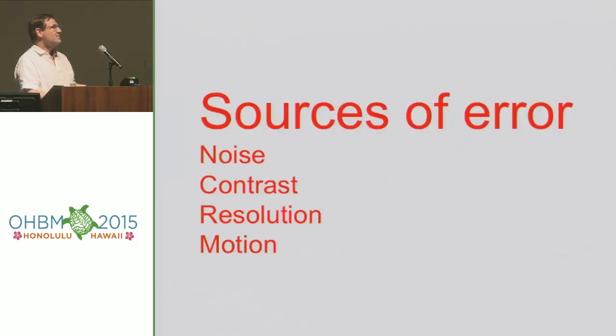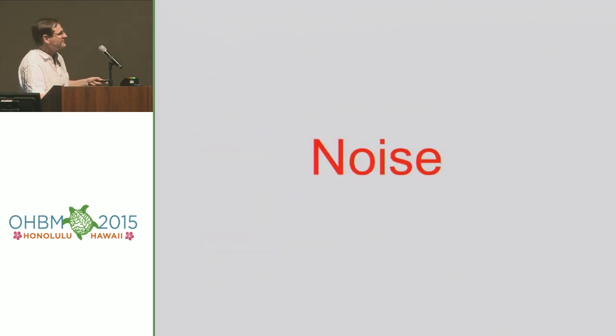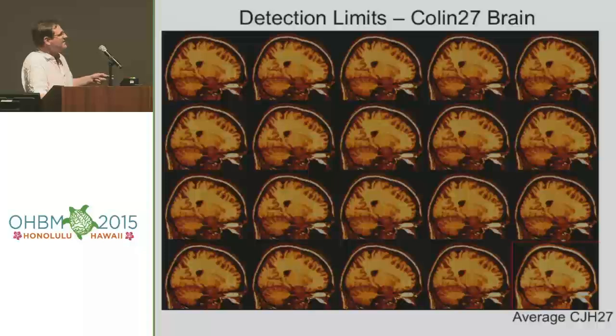I'll briefly go over some of the sources of error that come into play when we're doing cortical thickness analysis: noise, contrast, resolution, and motion. First of all, noise. This is a study that was done in 2005 by Jason Lerch, looking at 27 different versions of the same brain.